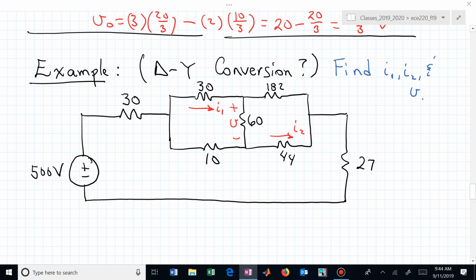Now, how do we approach this problem? Using material from chapters 1, 2, and 3.